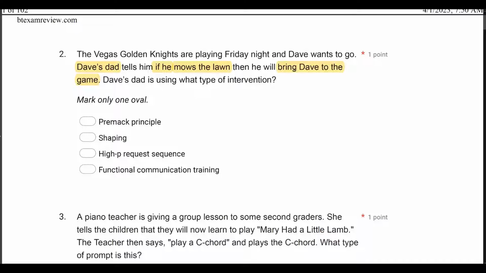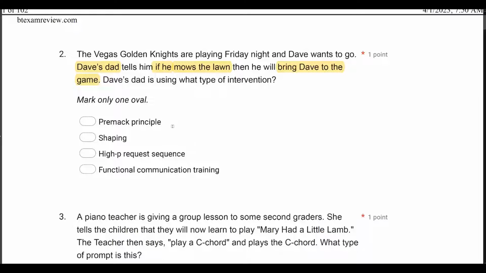It's an if-then statement, which is a contingency. So we've set up a contingency. And now what kind of contingency? Well, Dave's dad is saying if you engage in a less preferred response, right, a less preferred than going to the game, I will allow you to engage in a highly preferred response as reinforcement. So what intervention allows the learner to engage in a highly preferred response after engaging in a lower preferred response?